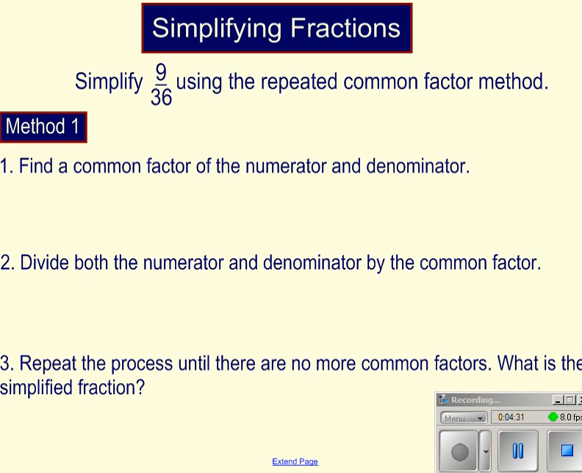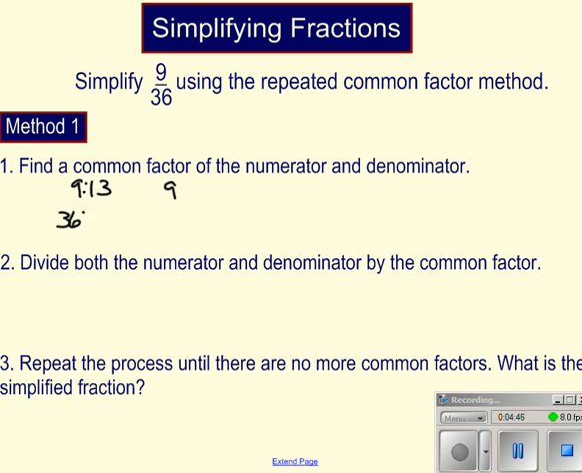Okay, so let's go ahead and do this one. So we're going to find common factors. If you're looking for ways to find common factors, you can also do a list method. So the factors of 9 would be 1 and 9, 3 and 3, and no others.